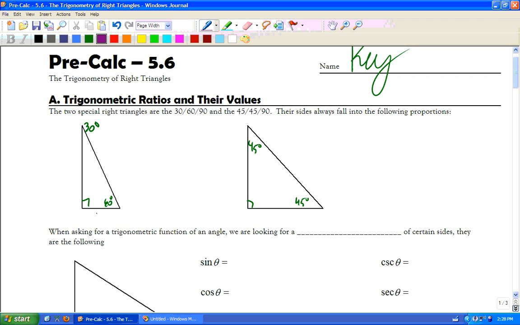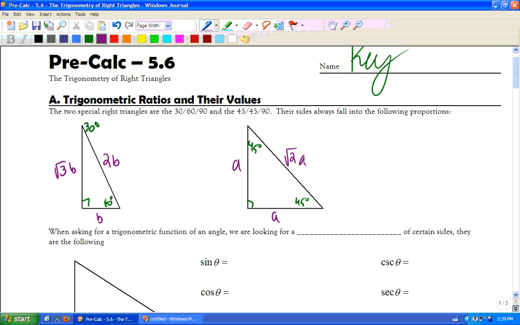Opposite of the 30, we're going to call that side B. Opposite of the 60 is the square root of 3 times B. Opposite of the 90 is 2B. You can verify these using the Pythagorean theorem, or in any number of ways. For the 45, 45, 90, if we call a side A, opposite of the other 45 is A. Opposite of the 90 is the square root of 2 times A.